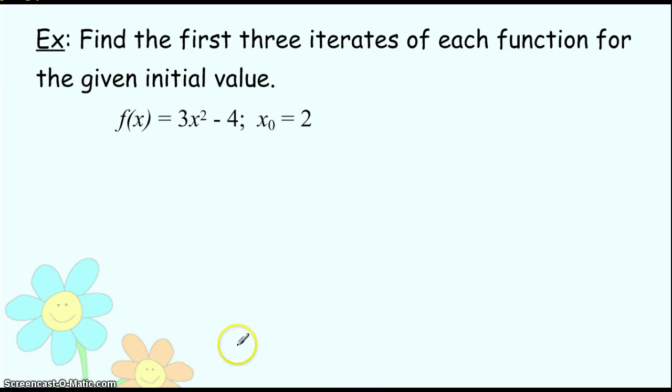So pause the video and see if you can do this example. Find the first three iterates of each function for the given initial value. Our function is f of x equals 3x squared minus 4, and our initial value is 2.